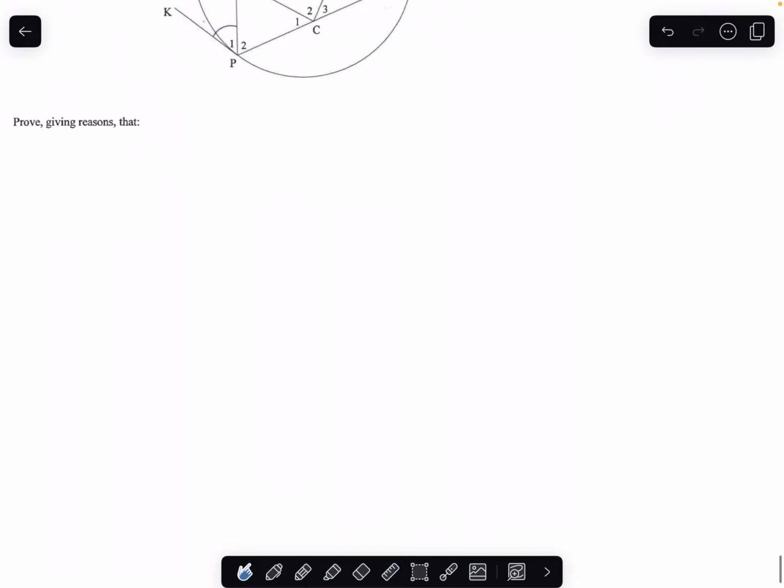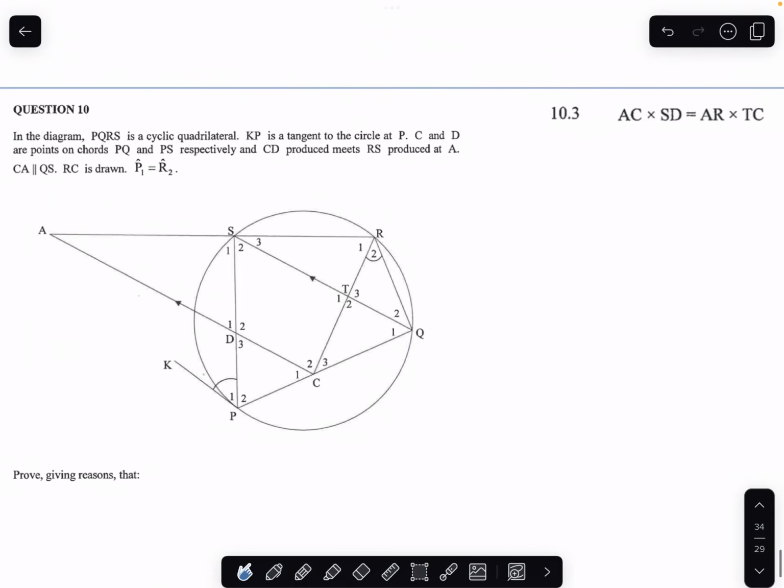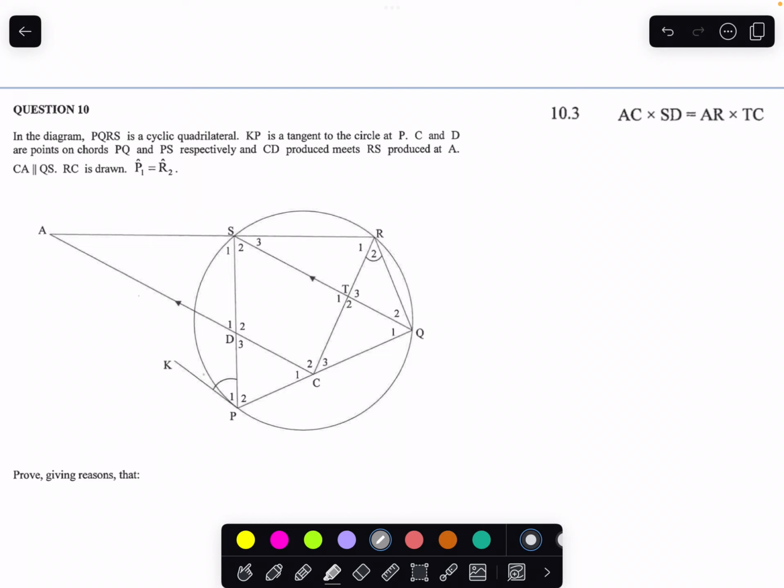Okay, so first things first, what stood out for me is we are looking at, so I'm just going to highlight the sides we're concerned with. AC, SD, AR, and TC.